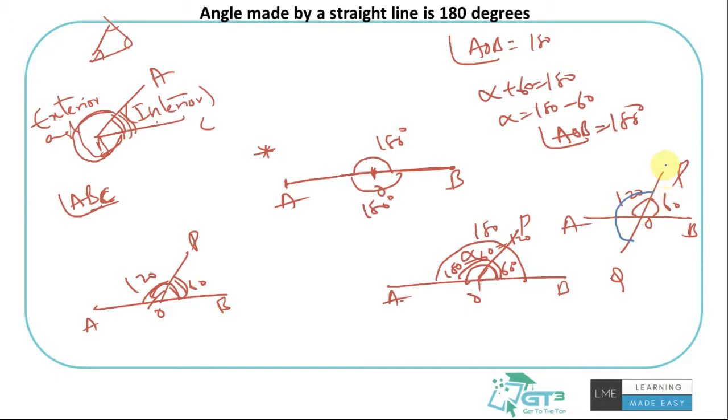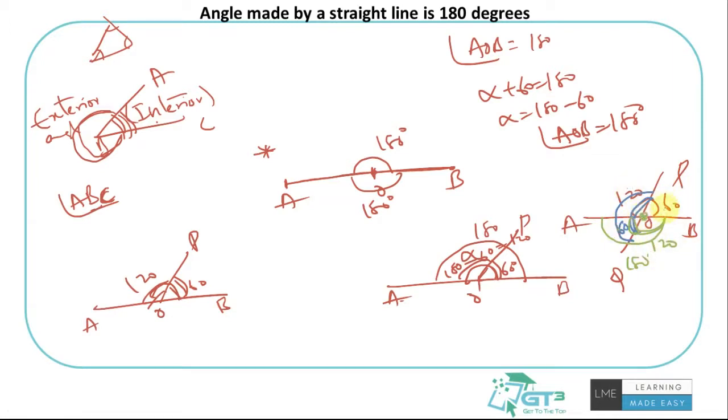If that is 120, what will this be? This is also a straight line, right? PQ is a straight line. So if this is 120, this has to be 180 minus 120, 60. And again AOB is a straight line, so this has to be 180. So if this is 60, this has to be 120. So 60, 60, 120, 120.